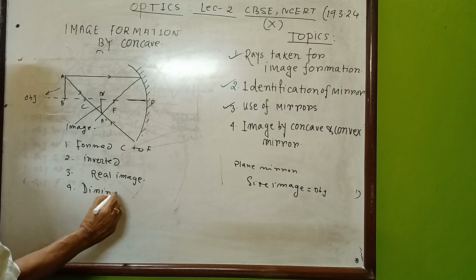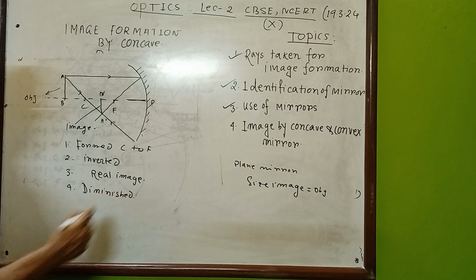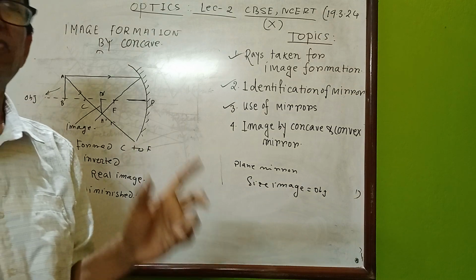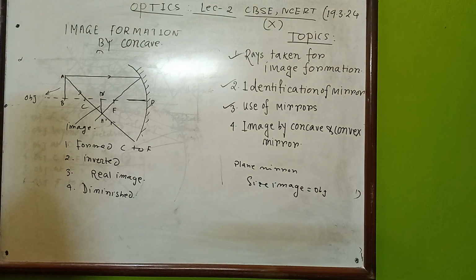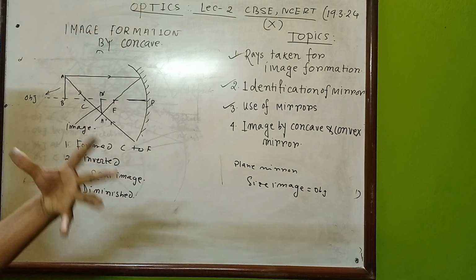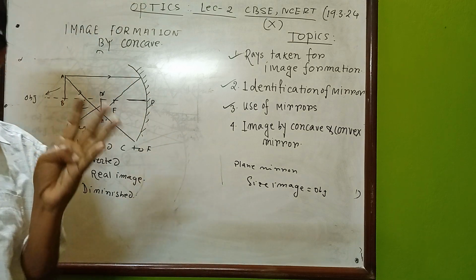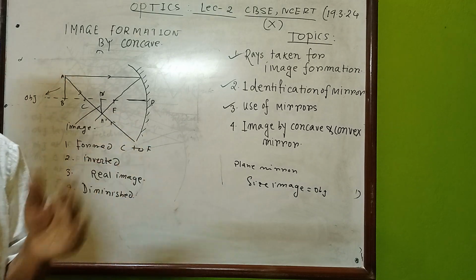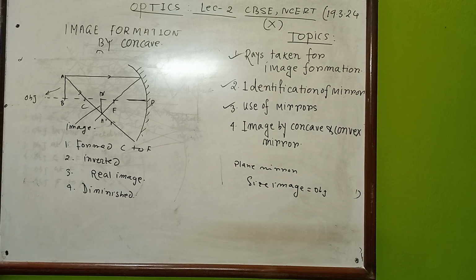Always remember, children, diminished. That means when I ask you what are the characteristics of the image, first draw the ray diagram of the mirror, and then tell where the image is formed, what is the nature of the image, that means inverted or real, and enlarged or magnified or diminished. Diminished is small in size. So this is case 2.